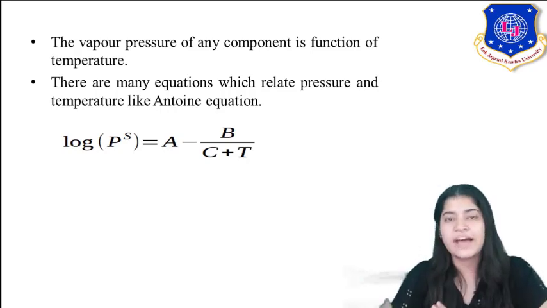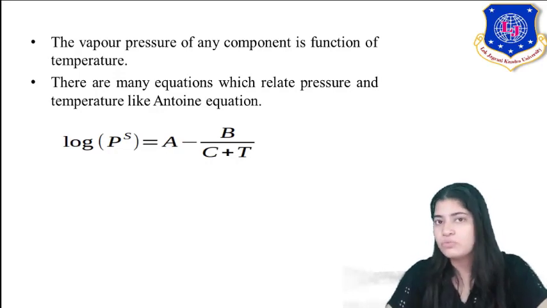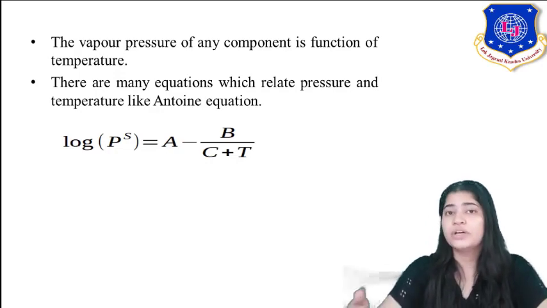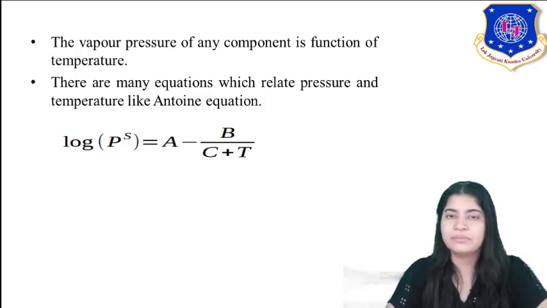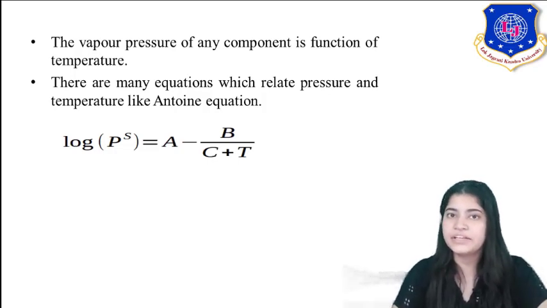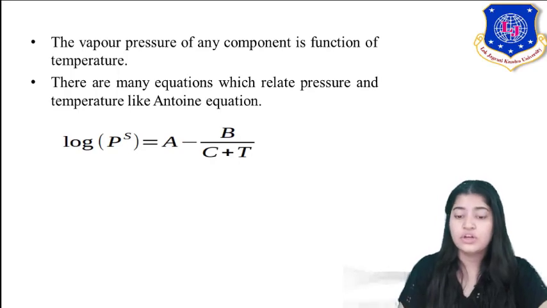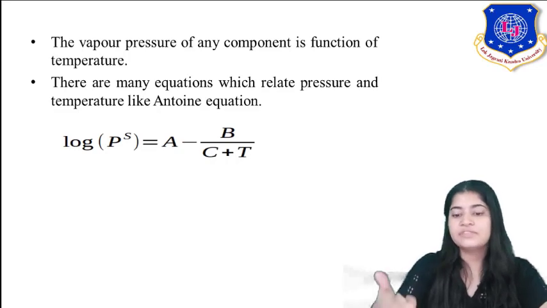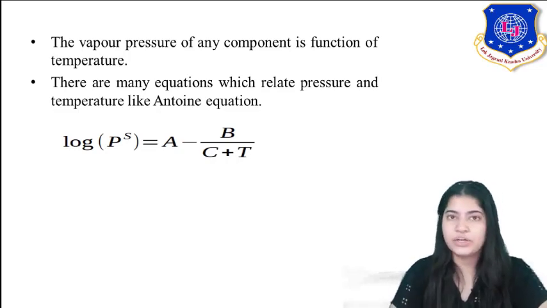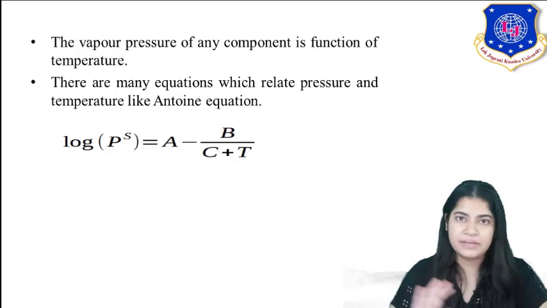Again, have a quick revision about boiling. As you change the temperature, more and more vapors are formed. So what is vapor pressure ultimately? It is the pressure exerted by vapor on the liquid phase. As you change the temperature, your vapor pressure is also changing. Hence this is the Antoine equation, and it relates vapor pressure with temperature.